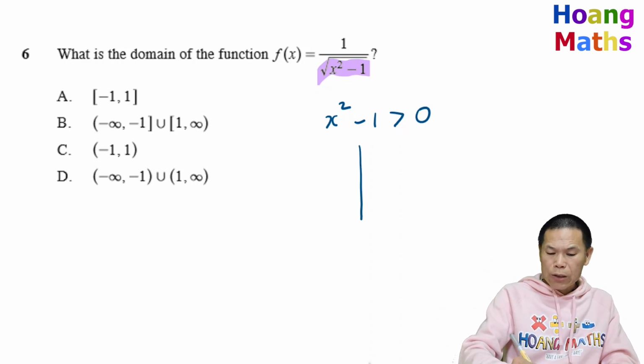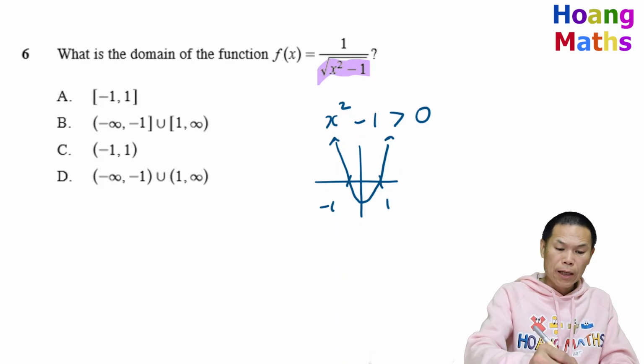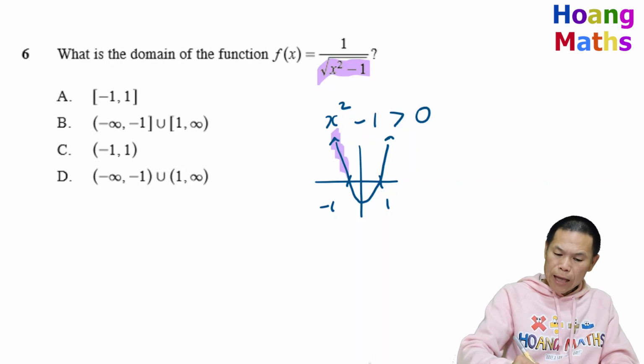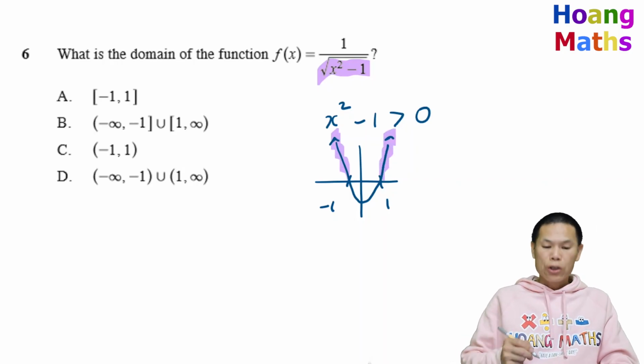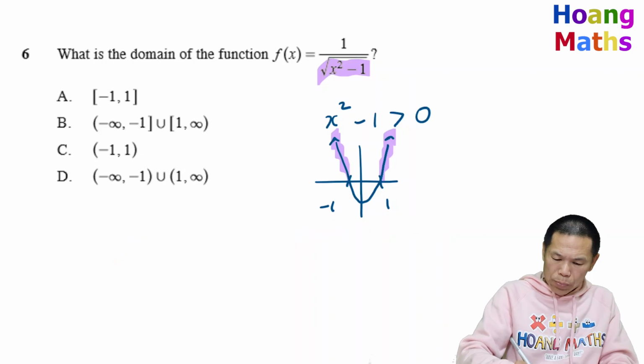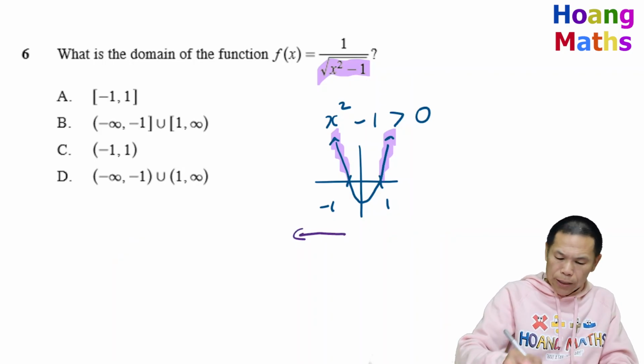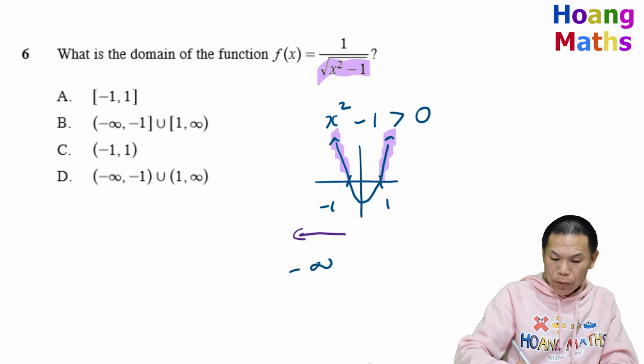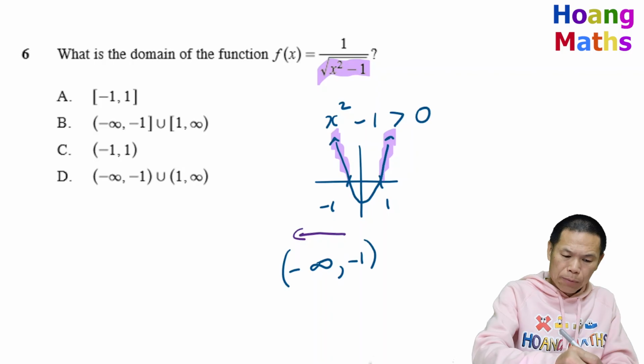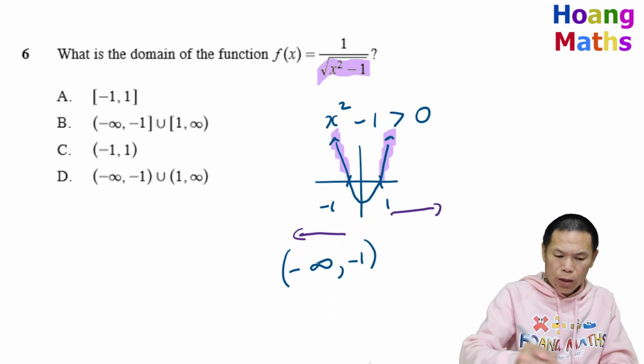So we know that x squared is like this. But minus 1, we just move down 1 unit. So this is 1, this is negative 1. Those are the x-intercepts. So therefore, these parts are greater than 0. So this means that the answer should be from this onward. That is from negative infinity to negative 1, excluding, okay? And this part here is from 1 onward.